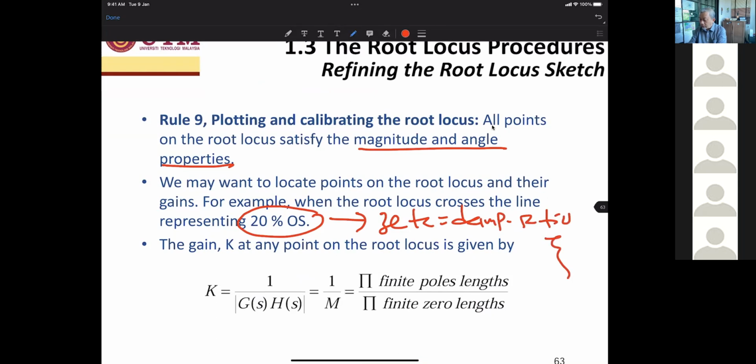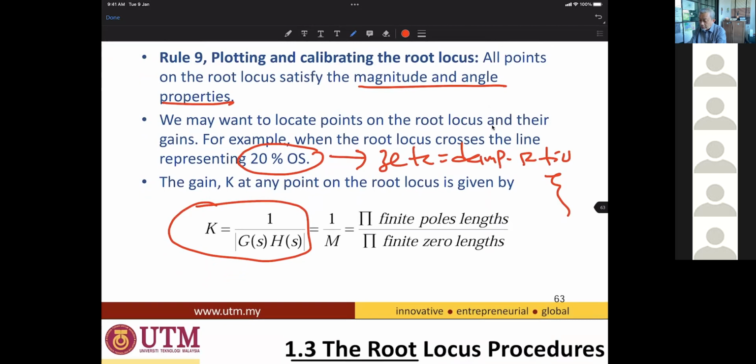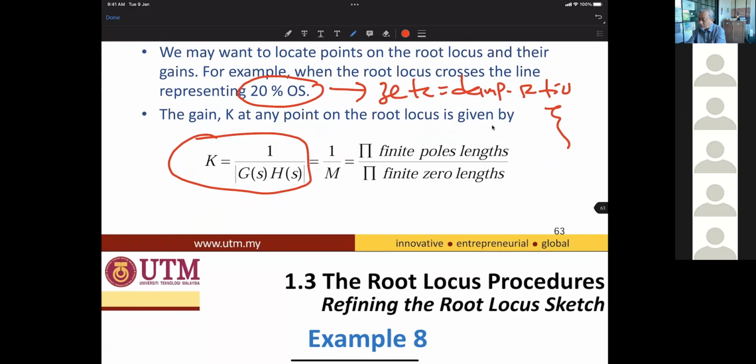So the gain K at any point on the root locus is given by the magnitude criteria. Please remember this formula: K = 1 over |G(s)H(s)|, the open loop transfer function, which is the magnitude of G(s) and H(s), or the product of finite pole lengths divided by the product of finite zero lengths.